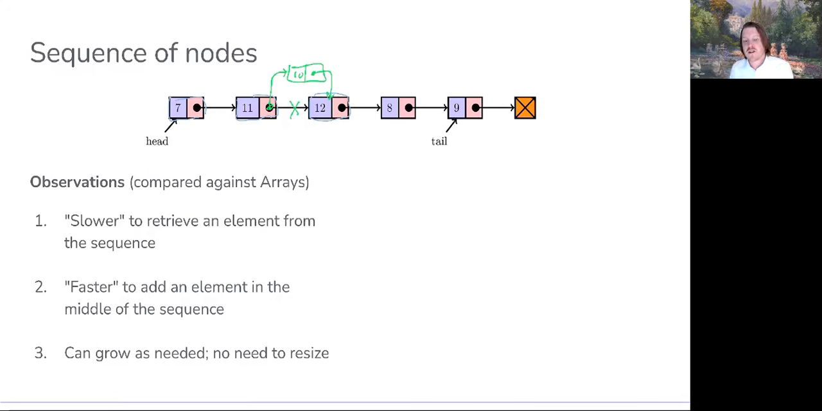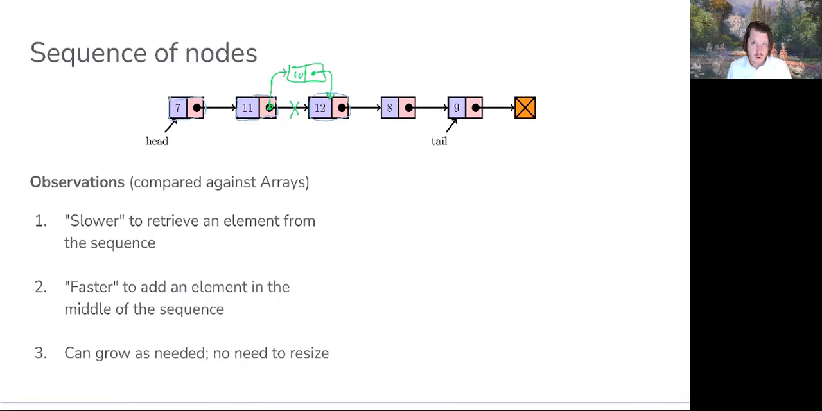Contrast that with the slow addition into the middle of a sequence for an array, where you actually have to shift everything down before you make the assignment. Here we just have to get to where we're going, update a couple of pointers, and we're done. The other nice thing is that because these nodes are scattered all over the free store, they can grow as needed. There's no need to resize, because when we ask the free store manager for a node, they can put it wherever there's space for it. We don't need this contiguous chunk of memory as we did for the array.